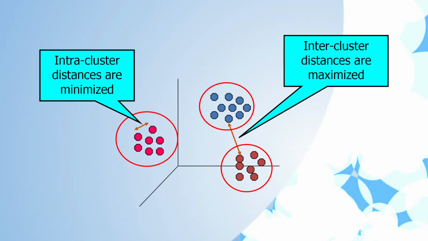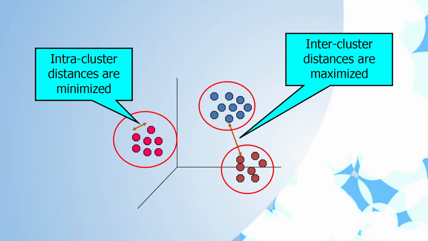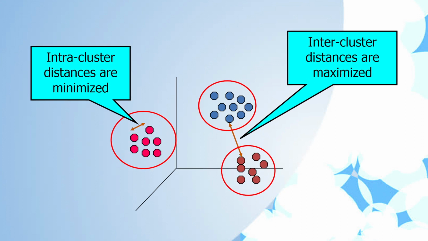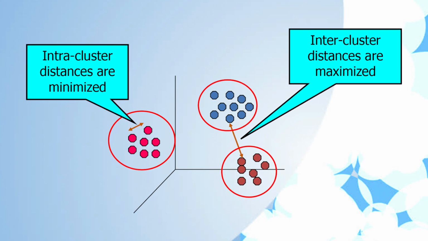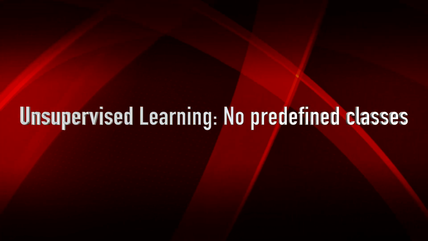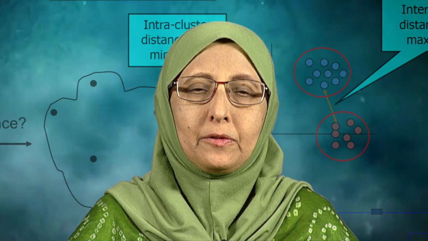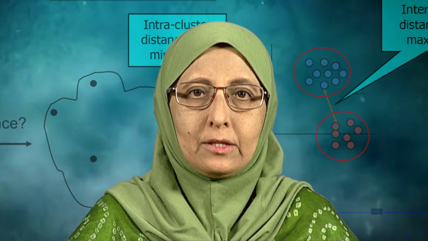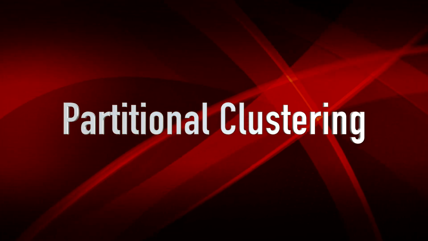The other thing is, between the clusters, the distance should be maximized. The distance between the clusters is referred to as inter-cluster distance. So, inter-cluster distances have to be maximized. That is the basic goal of cluster analysis. Clustering is an unsupervised learning task because there are no predefined classes in clustering. There are many types of clustering available. In this lecture, we shall cover two different techniques for clustering, namely hierarchical clustering and partitional clustering.